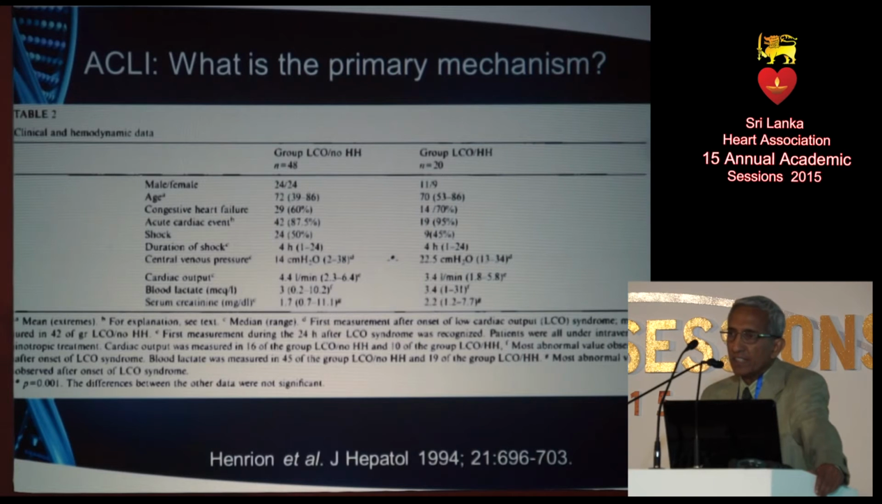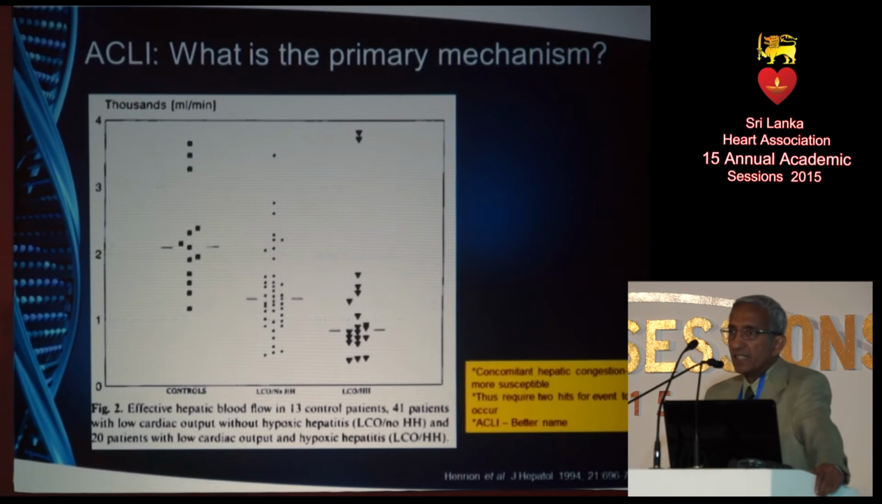The only significant difference between the two groups was really the central venous pressure, which was 14 centimeters mean in the group without any hypoxic hepatitis versus 22 centimeters mean. In the same study, they looked at a third group, which was called controls, but that is a group where there was shock related to trauma, so basically hypovolemic shock without any primary cardiac problems. And they looked at the three groups to see the effective hepatic blood flow.